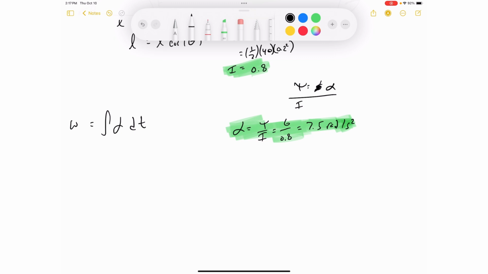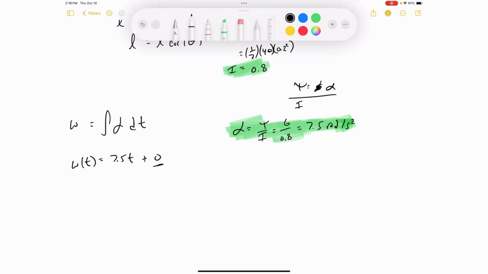So if you just integrate 7.5, it's very simple. It's just 7.5 t. So omega, as a function of time, is 7.5 t, and then you'd have to enter in your initial conditions, which is your initial velocity. Remember, it's at rest, so it's 0. So this is your initial condition, 0. Okay, so there we go. Now we have the formula for that.